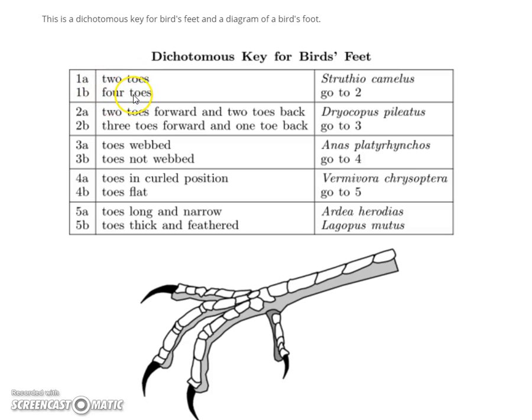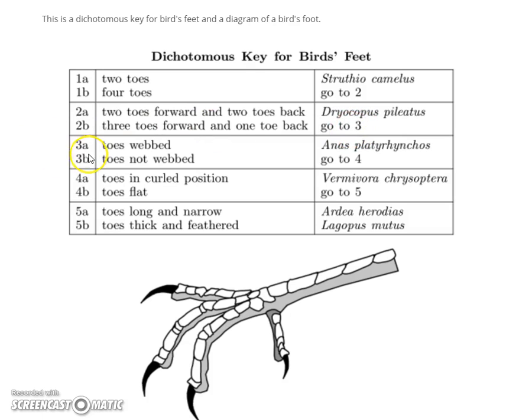2 toes or 4 toes. So you select which one that is. In this case, 1, 2, 3, 4 toes. So 4 toes says go to step 2. So we go to step 2. 2 toes forward and 2 toes back, or 3 toes forward and 1 toe back. 3 toes forward, 1 back. That's the correct one. So we're going to, again, follow what it says.